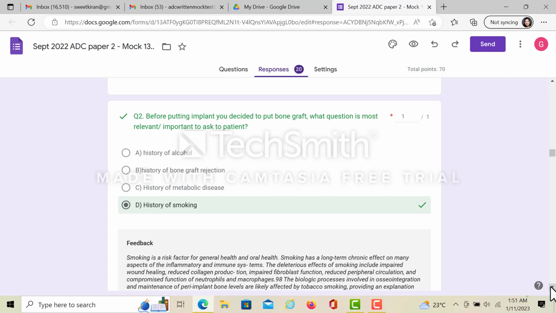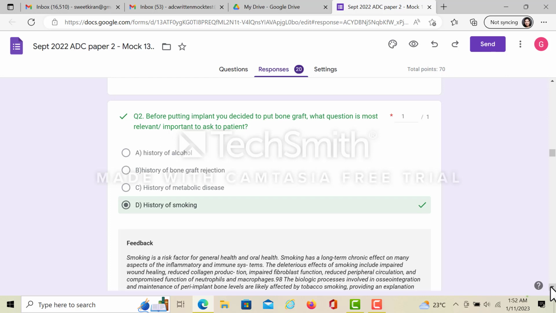History of bone graft rejection. The question does not mention that the patient had any previous implant or bone graft. It can be a relevant question, but it would be very low on my priority list. History of metabolic diseases: well, he has hypertension and that has been mentioned. Though you can also ask about diabetes, that would again be very low on my chart, because even if the patient has diabetes, if it's controlled, it can be managed.